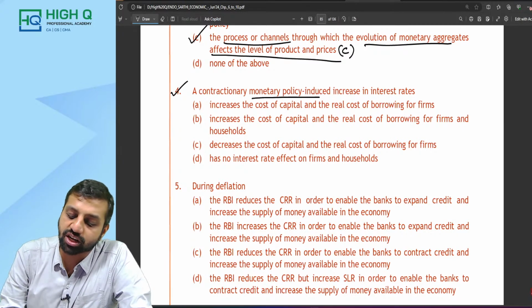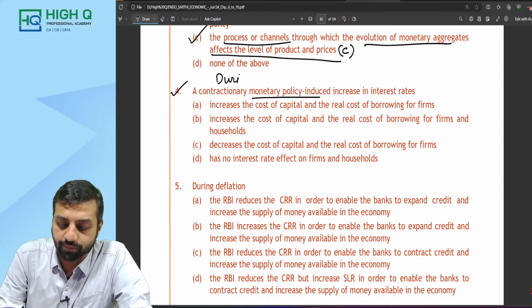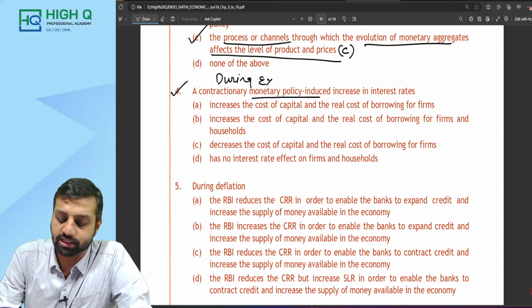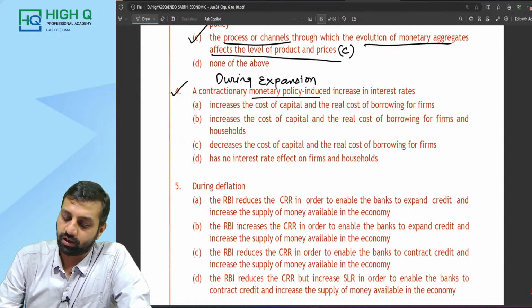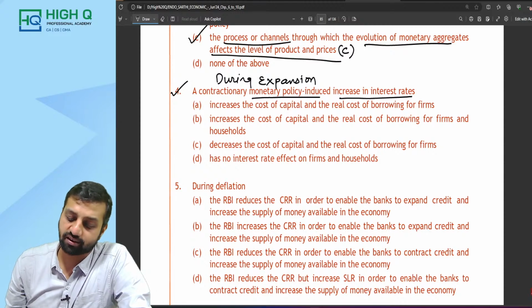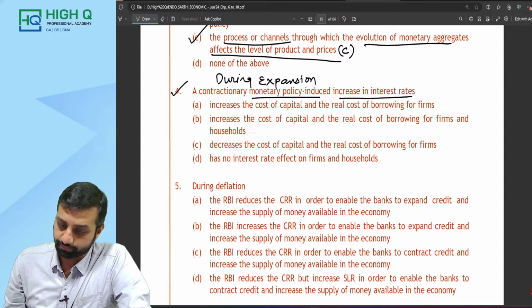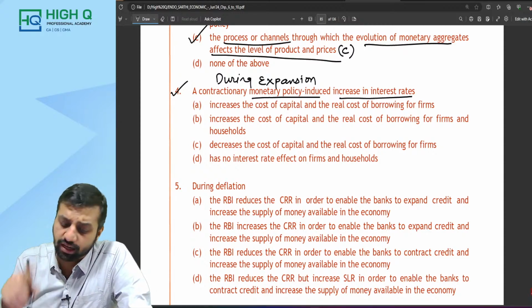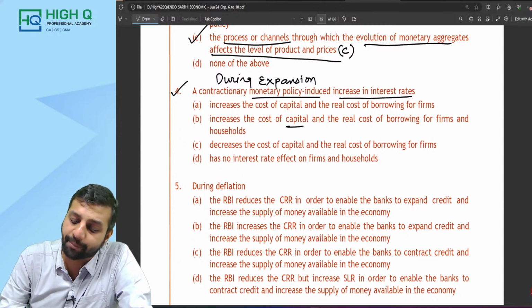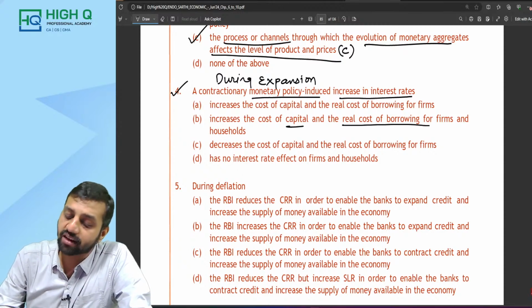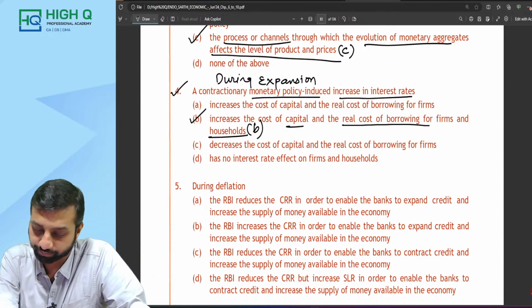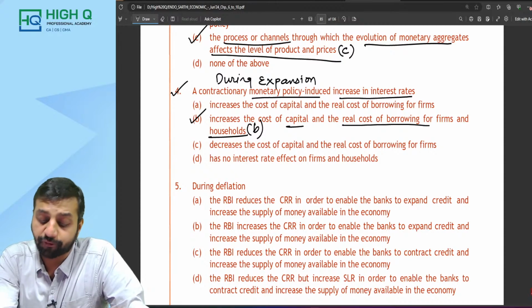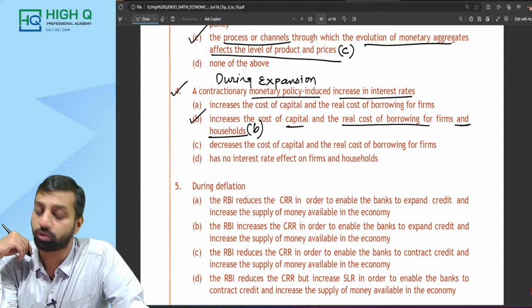Contractionary monetary policy will be used during expansion. It increases the interest rate, which increases the cost of capital and real cost of borrowings for firms and household. Not only for firms but also for household.